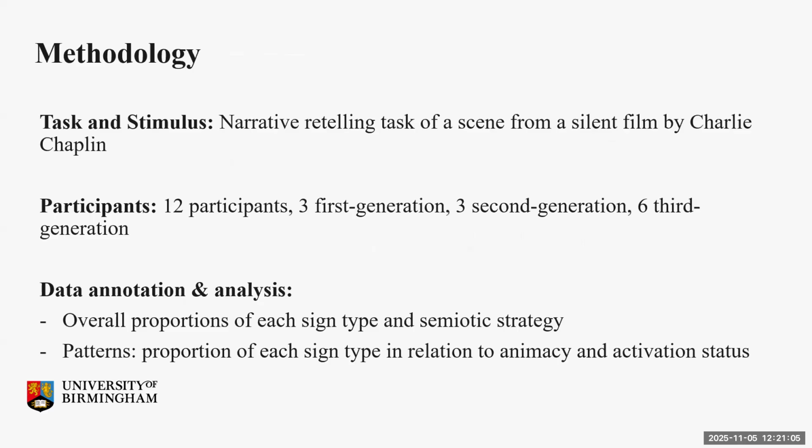So to conduct this study, as I said before, we used a narrative retelling task of a scene by Charlie Chaplin, with 12 participants, 3 from the first generation, 3 from the second, and 6 from the third. And we looked at 2 levels. So we looked at the overall proportion of each sign type and the patterns, in relation to the animacy and the activation status.